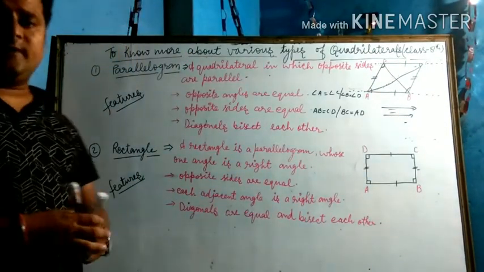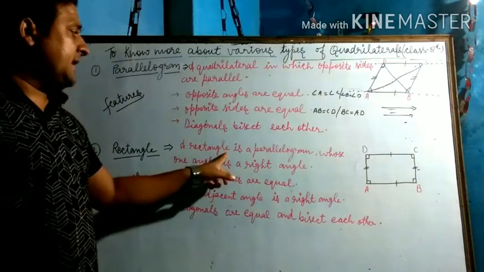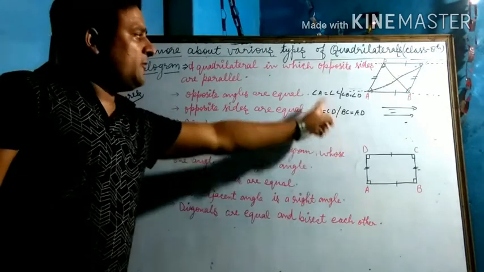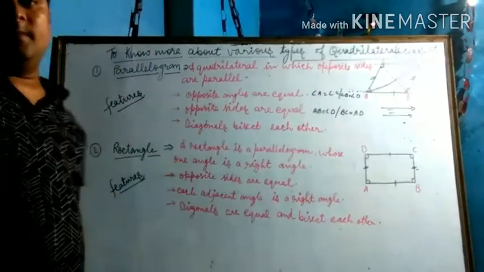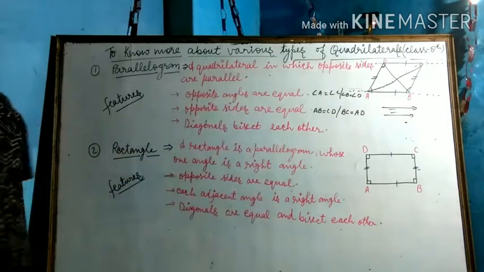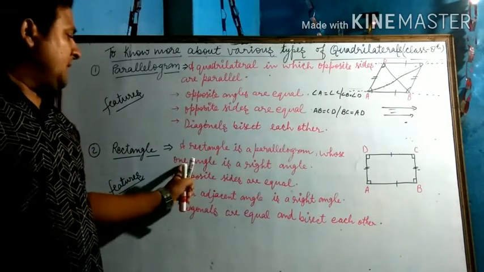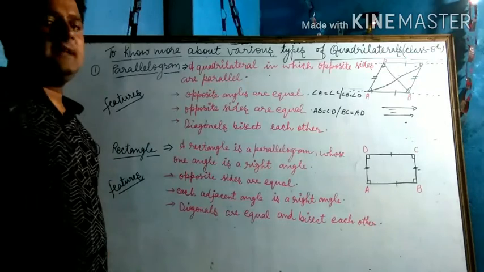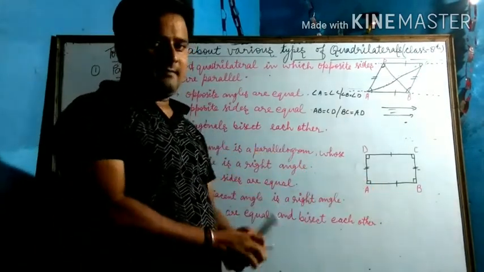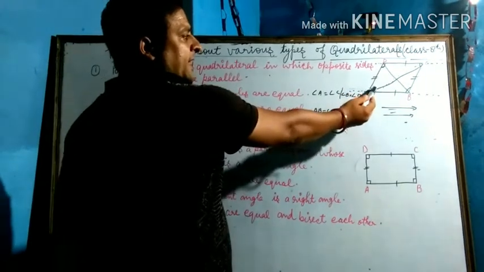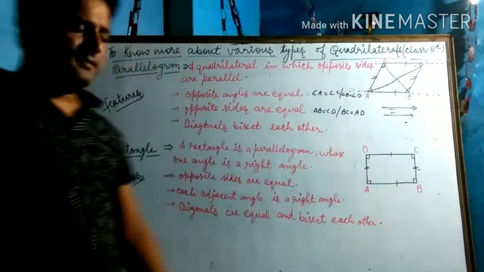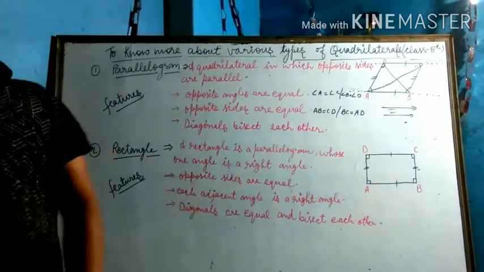So what is the definition of the rectangle? A rectangle is a parallelogram. Means the rectangle is formed from the parallelogram. रेक्टेंगल किससे बनता है? पैरेललोग्राम से ही रेक्टेंगल बनता है. So one angle is a right angle, means one angle should be a right angle. Look here, this is the symbol of a right angle. Okay, opposite sides are equal.